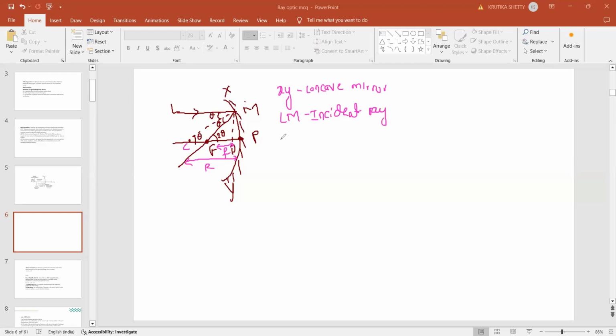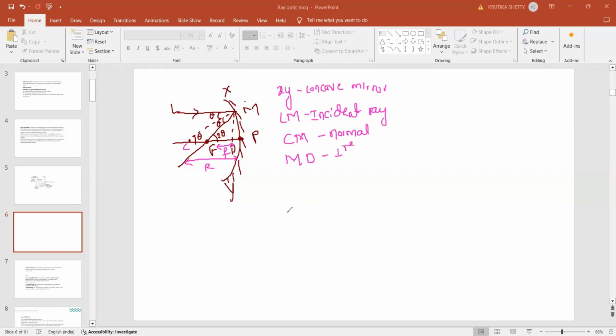Then next, CM. So here you can see C to M. You can observe in the diagram. CM is like a normal to the surface. It is normal to the reflecting surface. MD is the perpendicular drawn.